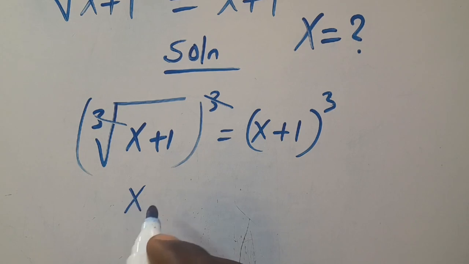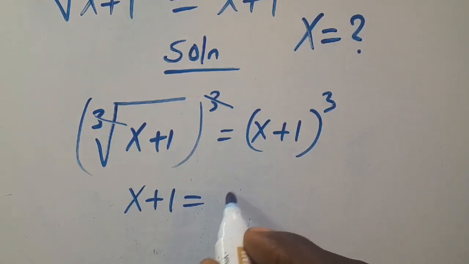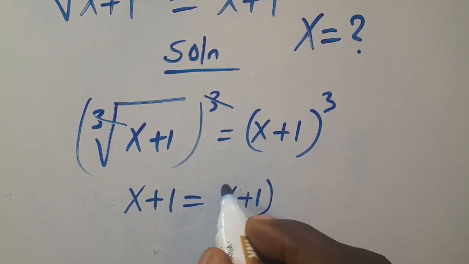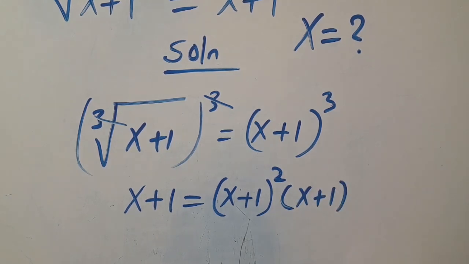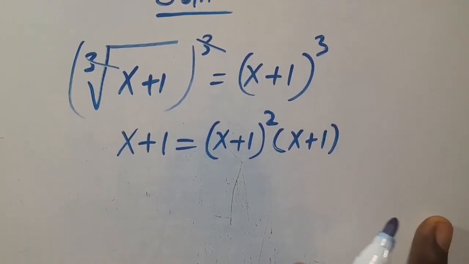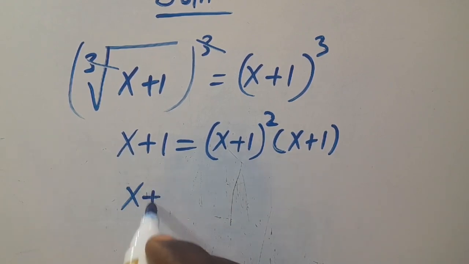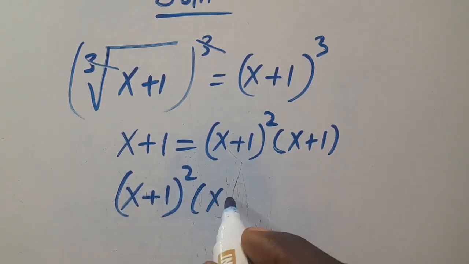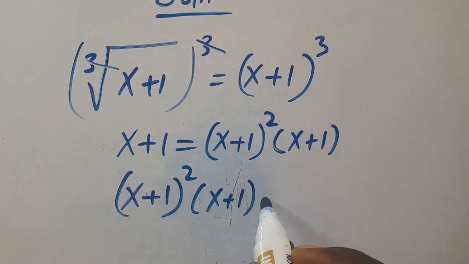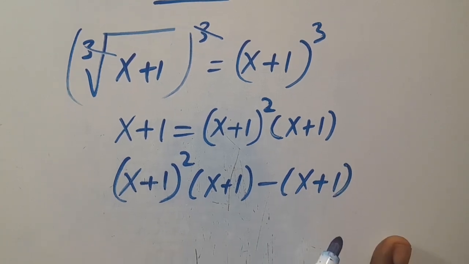So we are going to have x plus 1 equals, we can simplify this as x plus 1 to the power of 2 multiplied by x plus 1. So from here, let's take the whole of this to the other side. So we are going to have x plus 1 all in parentheses to the power of 2 multiplied by x plus 1, minus this x plus 1.